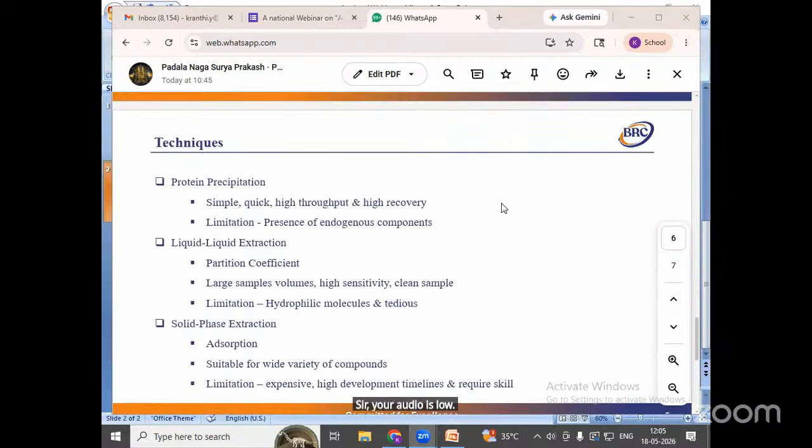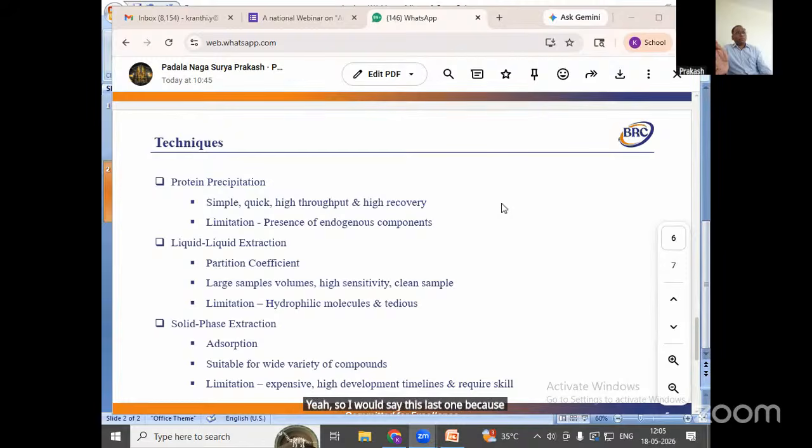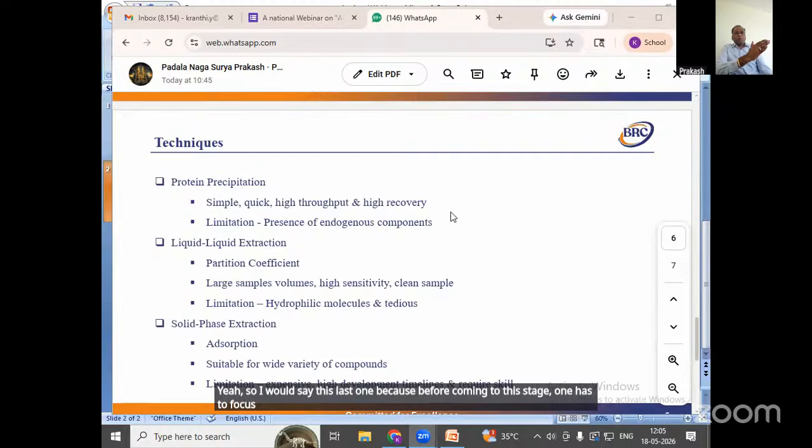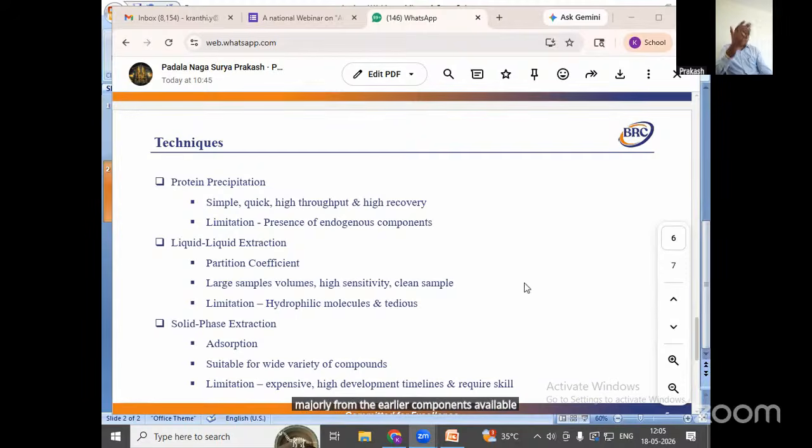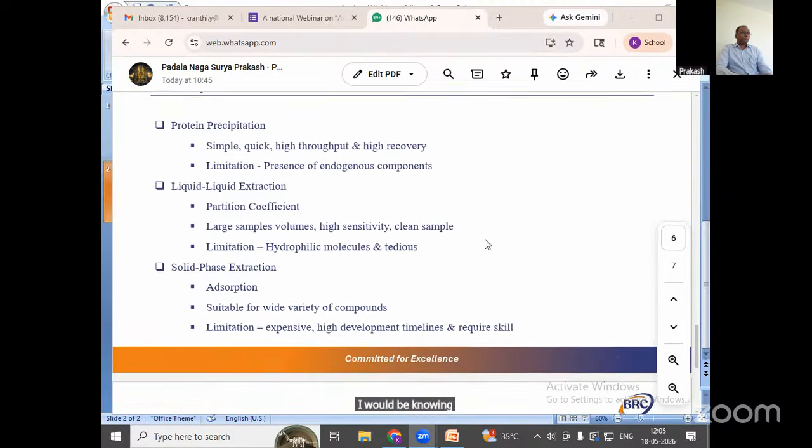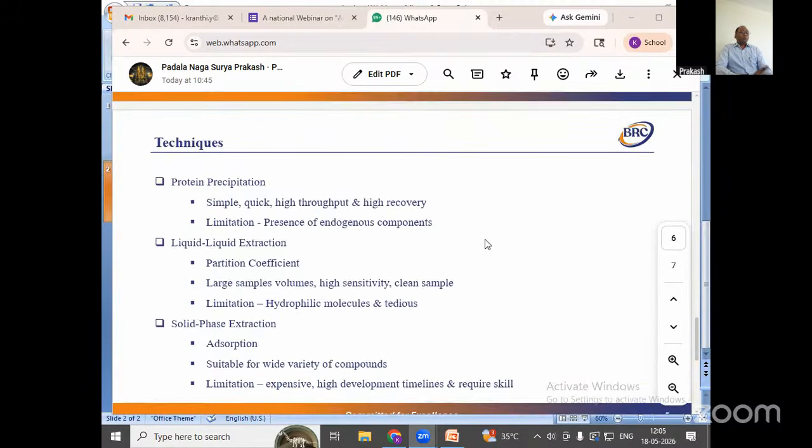So I would say this is the last one, because before coming to this stage, one has to focus majorly on the earlier components or variables that I have covered. As everyone would know, there are widely three techniques that are used: protein precipitation, liquid extraction, and solid phase extraction.